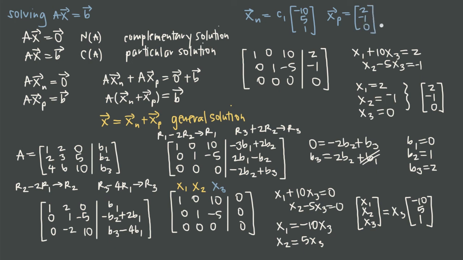And then the general solution, or we also call it the complete solution, is just the vector x, and we take the sum of these two, and we always list the particular solution first. So it's going to be the vector 2, -1, 0, and then we add to that our complementary solution. So c sub 1 times the vector -10, 5, and 1. And then this whole thing here, this vector x, is the complete solution, or the general solution, to the equation Ax equals b when we start with this 3 by 3 matrix here.